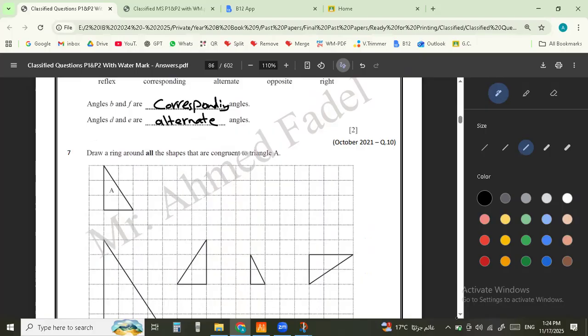Let's continue. Draw a ring around all the shapes that are congruent. What is the meaning of congruent? Equal. The shapes that are equal to shape A. You're going to find that this has exactly the same: a side with three squares, a side with three squares, a side with two squares, a side with two squares. The same thing also with this one: side three squares, side two squares.